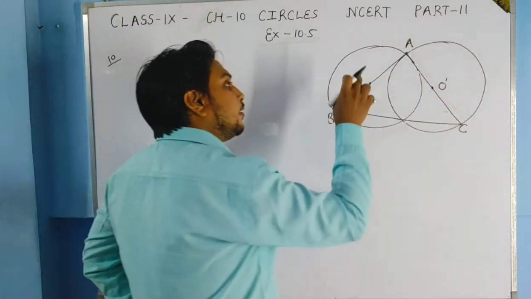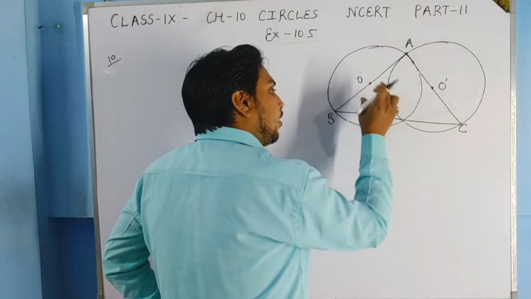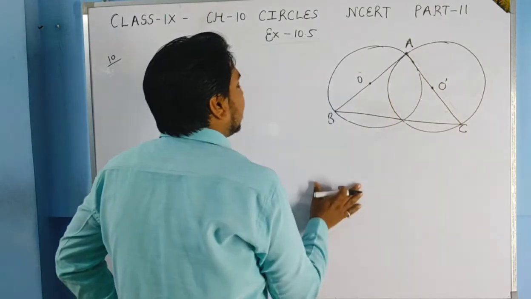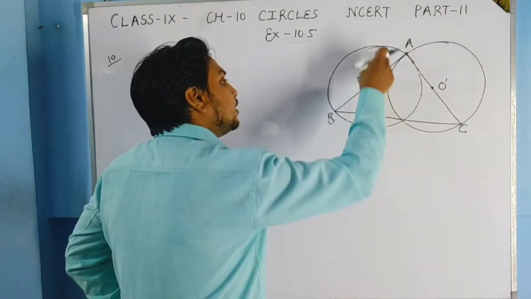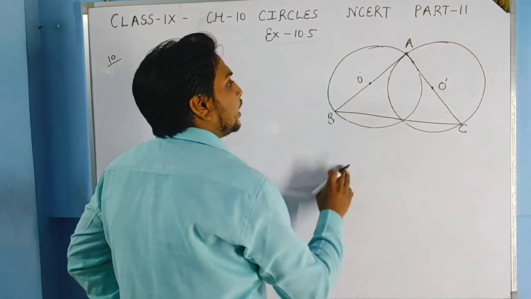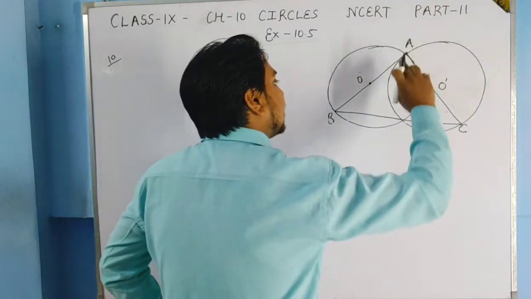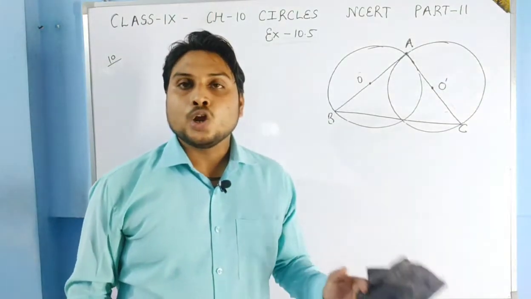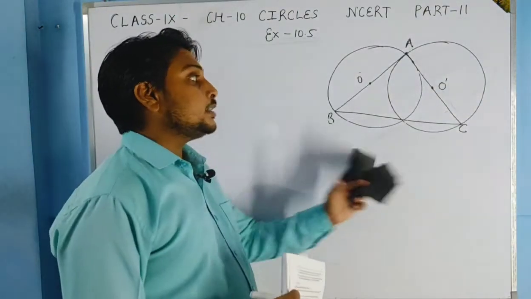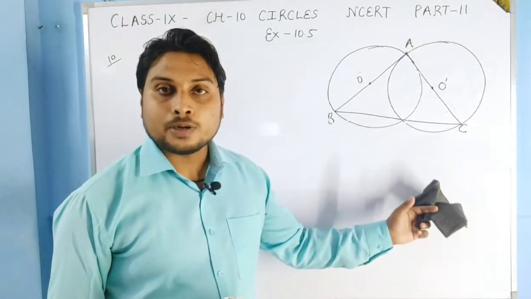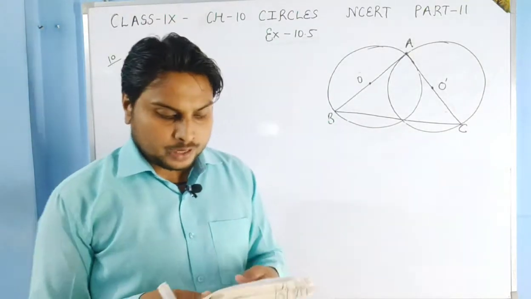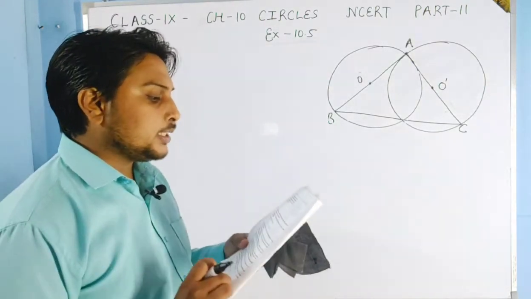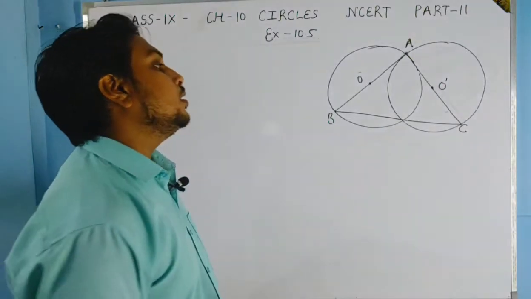Means on the sides of this triangle, AB and AC, two circles are made. One is made on the side AB, and one is made on the side AC. Means taking two sides of a triangle as diameter, two circles are formed like this. What do we have to show? Prove that the point of intersection of these circles lies on the third side.